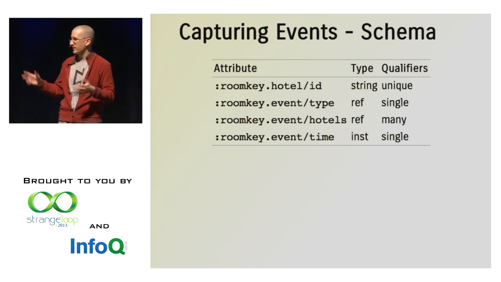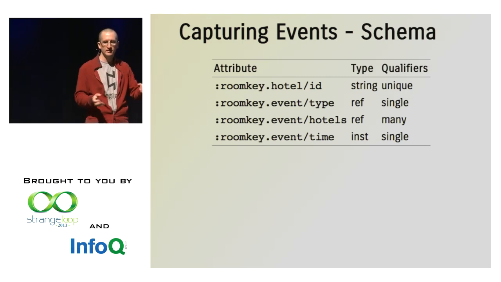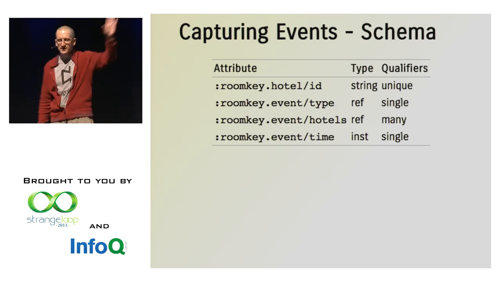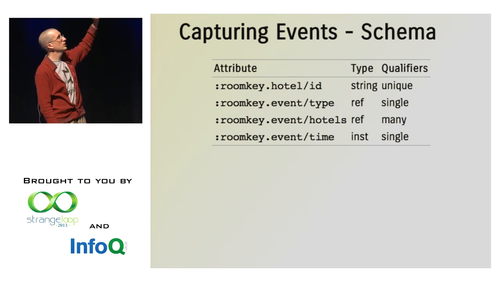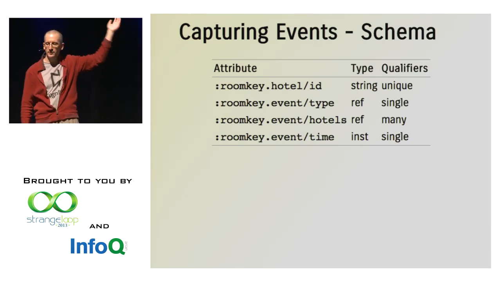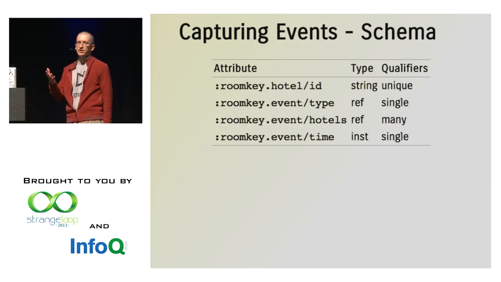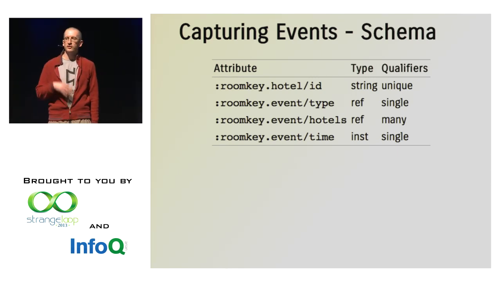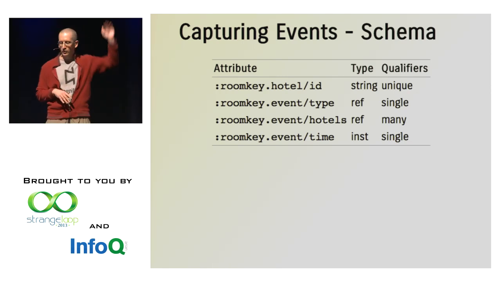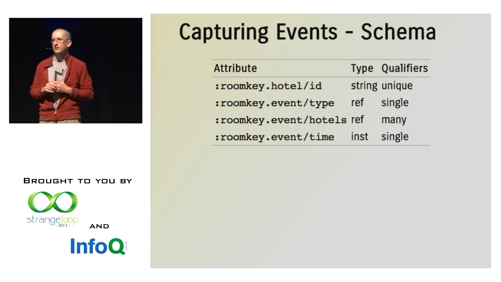We're going to have entities in the database that are modeling hotels. We're going to have other entities that are modeling events, things that happened at those hotels. So you can see we would define some of our attributes with a namespace, the bit that appears before the slash, that's roomkey.hotel, and some that are roomkey.event, meaning that we intend for those attributes to be part of datums whose entity is modeling a hotel in the case of the first attribute, or an event in the case of the other three. Does that kind of make sense?